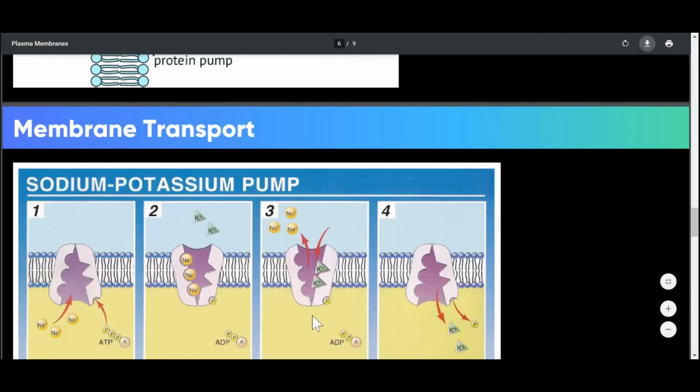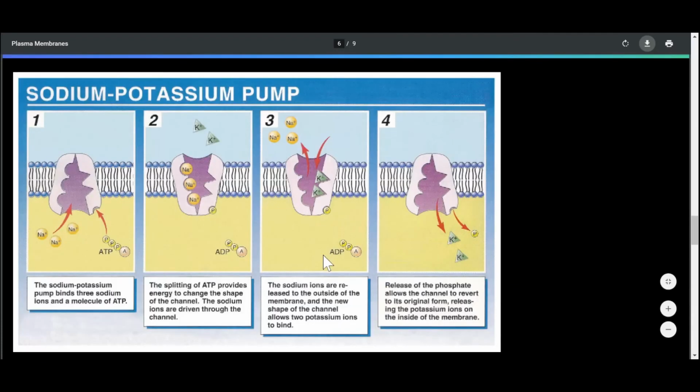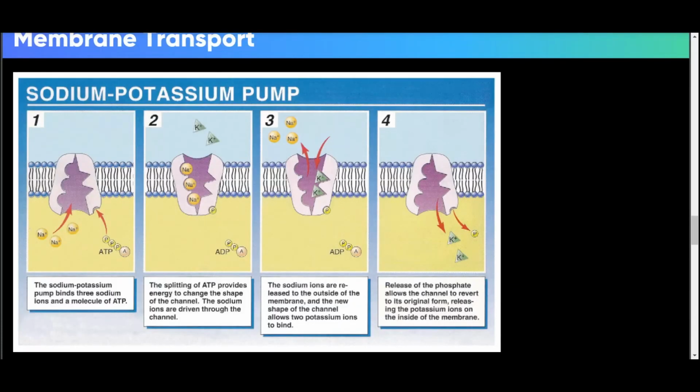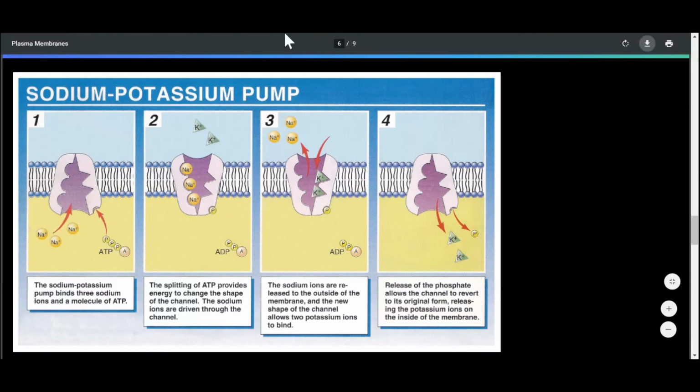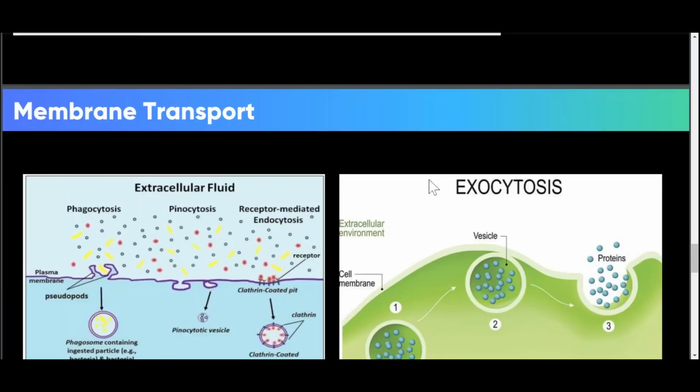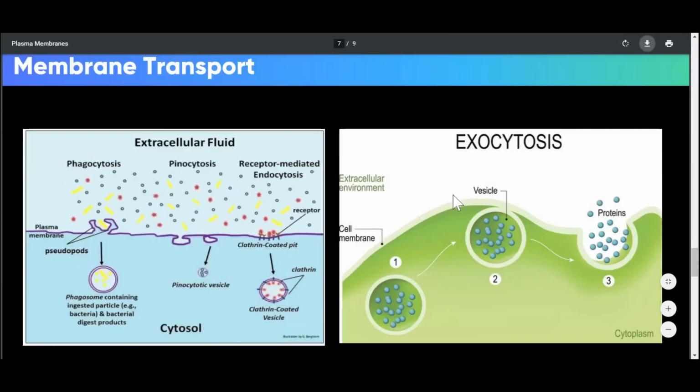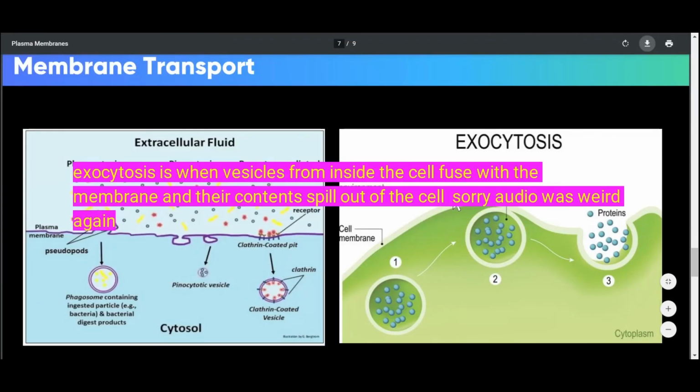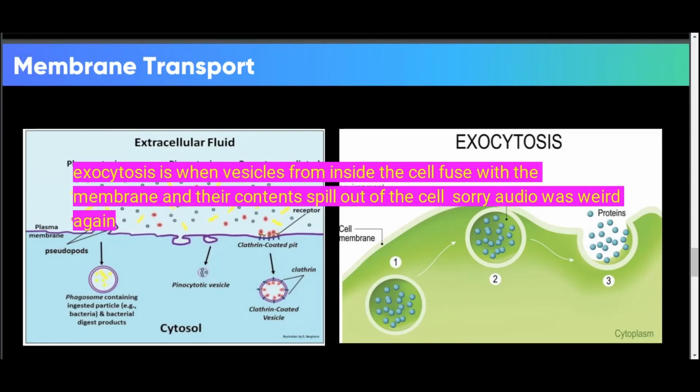An example of this is the sodium-potassium pump. The cell expends ATP to move sodium and potassium ions against their concentration gradient. Bulk transport is how large molecules are moved in and out of cells. There's endocytosis and exocytosis. Both require energy. In exocytosis, the vesicle membrane fuses with the outside of the cell membrane, and the inside spills out.